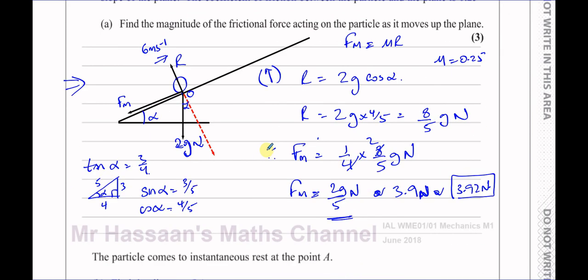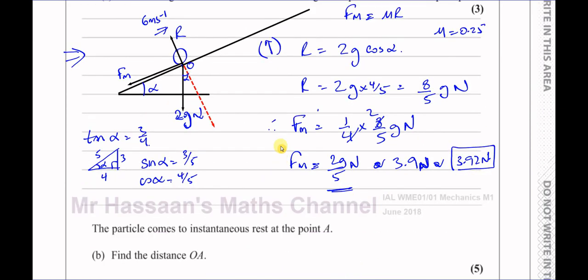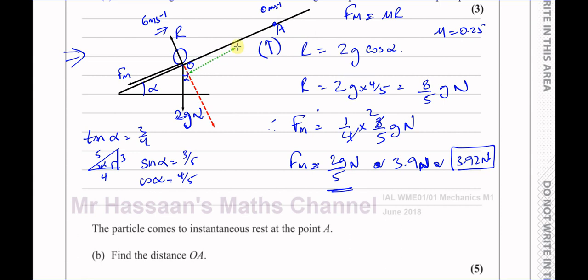That's for part A. Now part B says, the particle comes to instantaneous rest at the point A. Find the distance OA. So it goes up to A, and at that point its speed is 0 meters per second. And we want to find the distance between O and A. That's what we're trying to find. All right, I'll call that S.